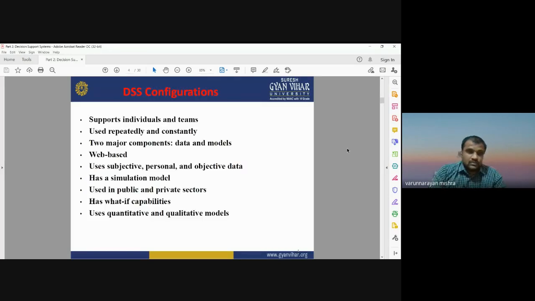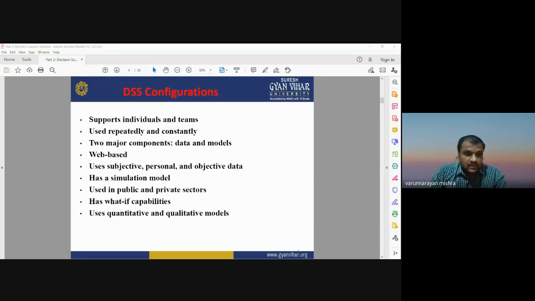Okay. So the configuration, the decision support system having different components. When we are going to configure the decision support system, it should support the individuals and the team, used repeatedly and constantly. Two major components are data and model. When we are going to configure any decision support system, we should have two major components, that is data and model.